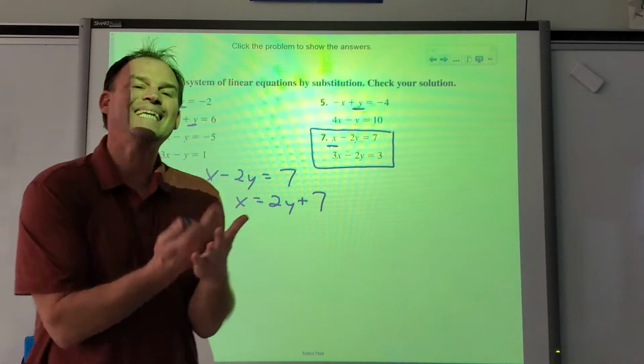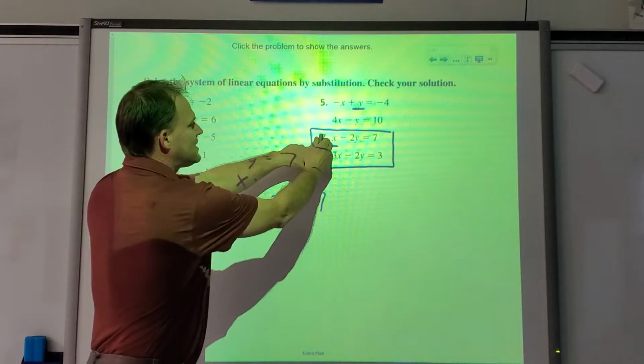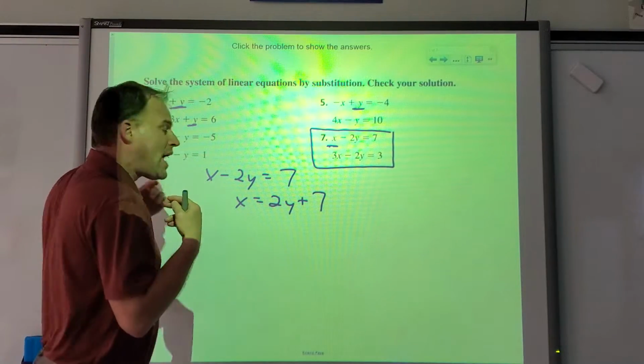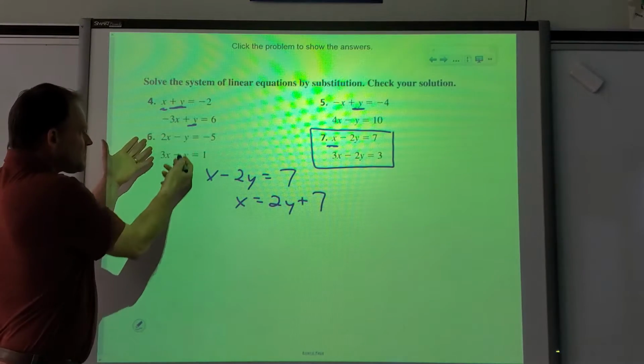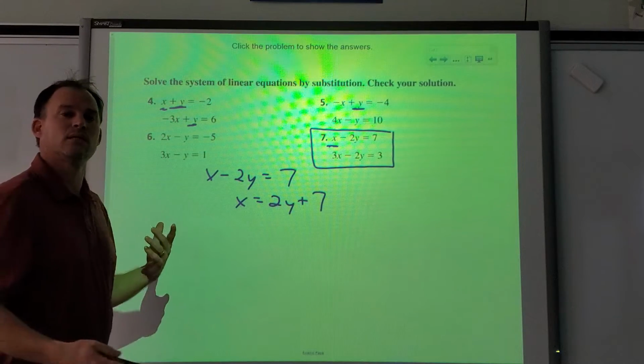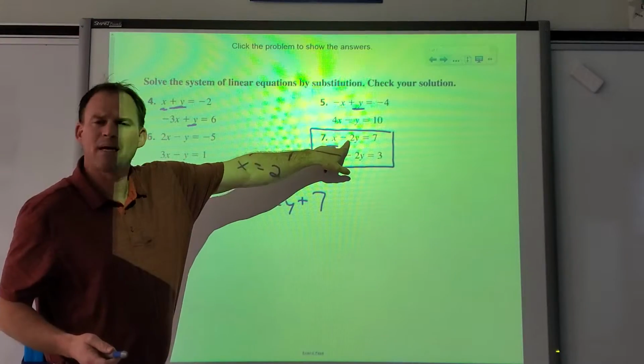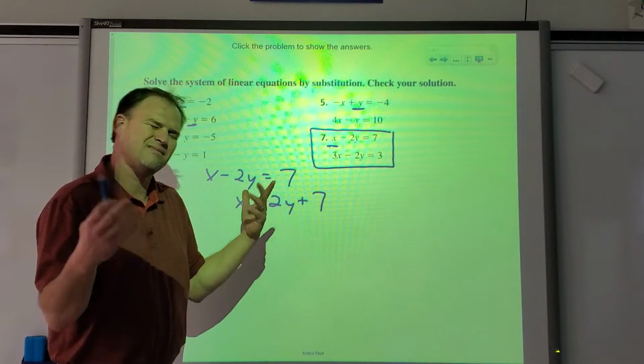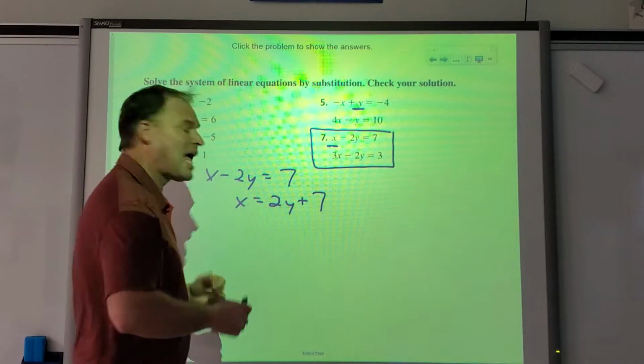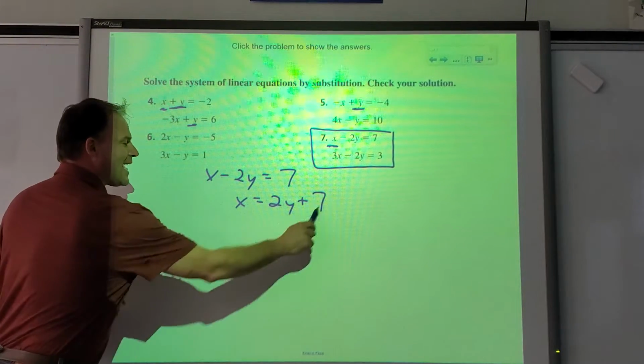Find the one that's easiest to get by itself, something that doesn't have a coefficient. If you have no options, you pick the one that's easiest, okay? I would subtract, I'd divide by -1. I can deal with that. I don't want to divide by -2. Ugly mess. Fractions. You don't like fractions. I know you don't. So, I got x by itself.